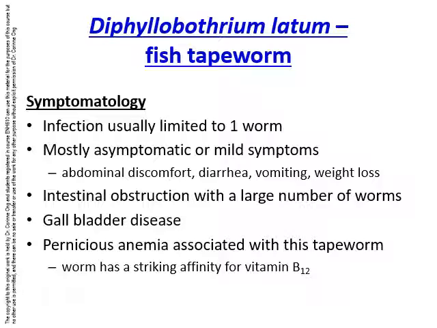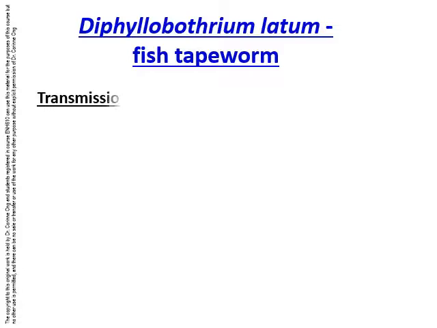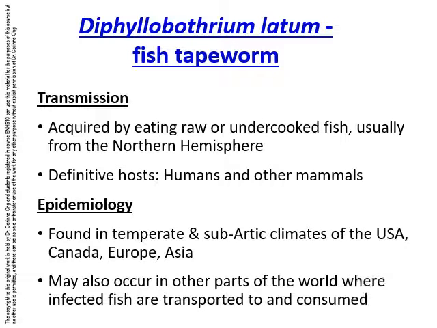One of the more unique features of fish tapeworm infections is pernicious anemia, resulting from the worm's striking affinity for vitamin B12. This causes low red blood cell levels due to vitamin B12 deficiency. Fish tapeworms are acquired by eating raw or undercooked fish, usually from the northern hemisphere. The definitive hosts are humans and other fish-eating mammals. Fish tapeworm infections are found in temperate and subarctic climates of the United States, Canada, Europe, and Asia. They may also occur in other parts of the world where infected fish are transported to and consumed.